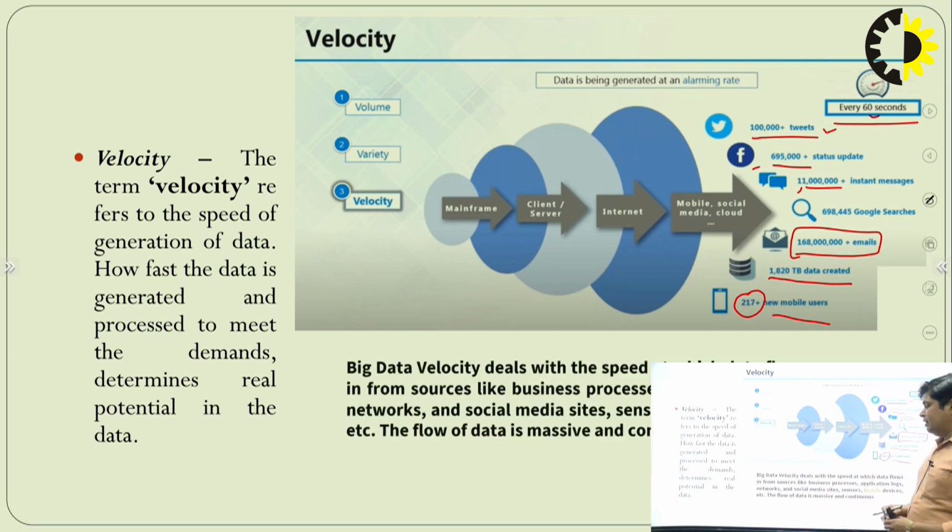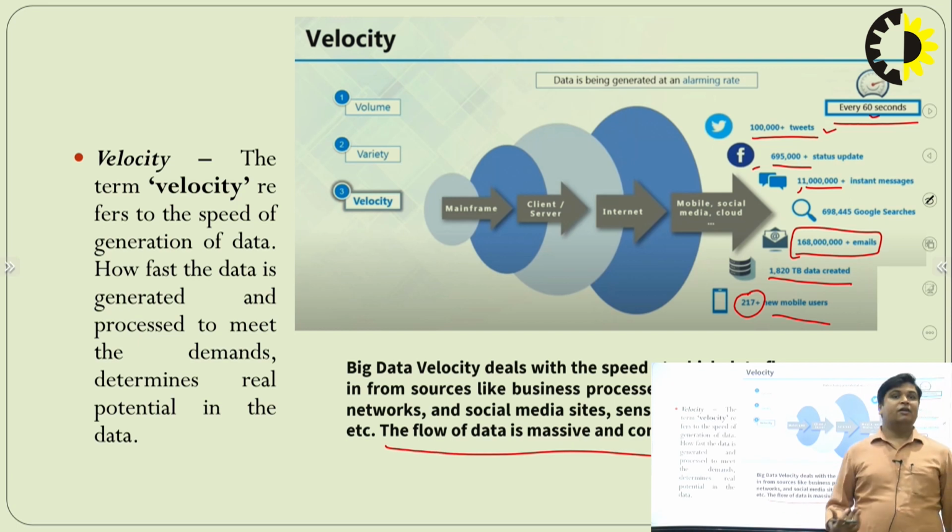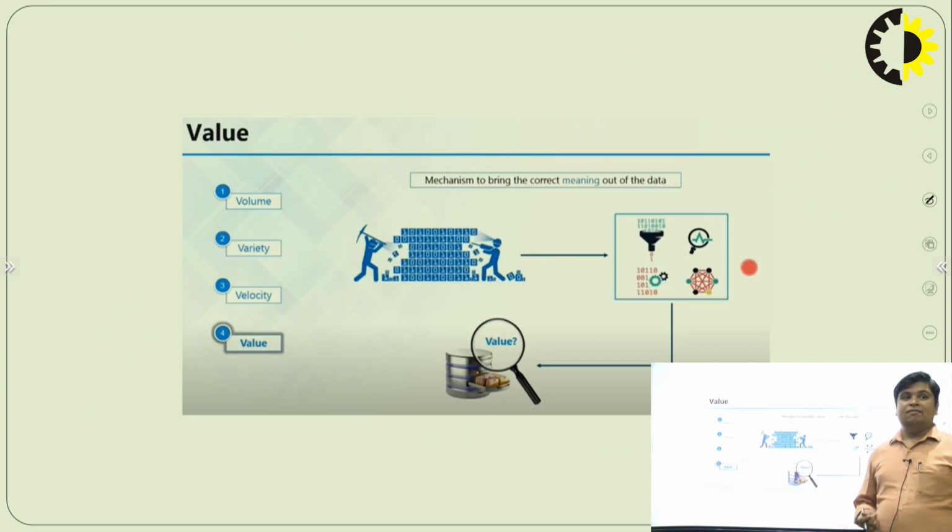So, basically big data velocity deals with the speed at which data flows in from sources like business processes, application logs, networks and social media sites, sensors, mobile devices, etc. The flow of data is massive and continuous. So, this is another characteristic of big data. And again there is value. Value means how we can find particular information, what kind of values we can find in a particular data. These are the 5 characteristics, let me repeat them.